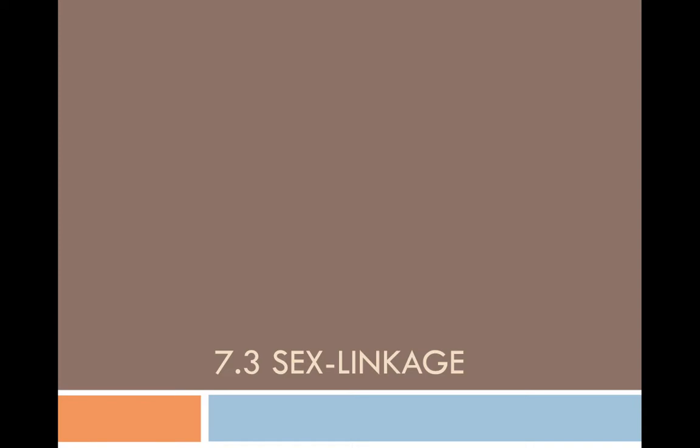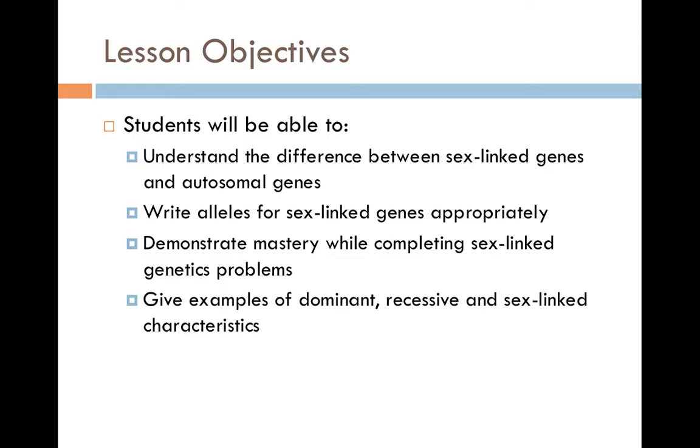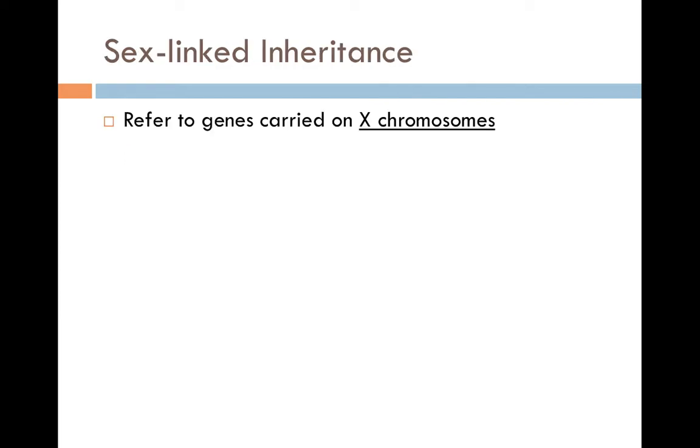So today we're going to talk about sex linkage. And these are the things that you're going to be able to do after this. Understand the difference between sex-linked genes and autosomal genes, which is basically everything that's not sex-linked. Write the alleles for sex-linked genes appropriately when you do a Punnett square. Be able to do some sex-linked genetic problems. It's all really, really simple.